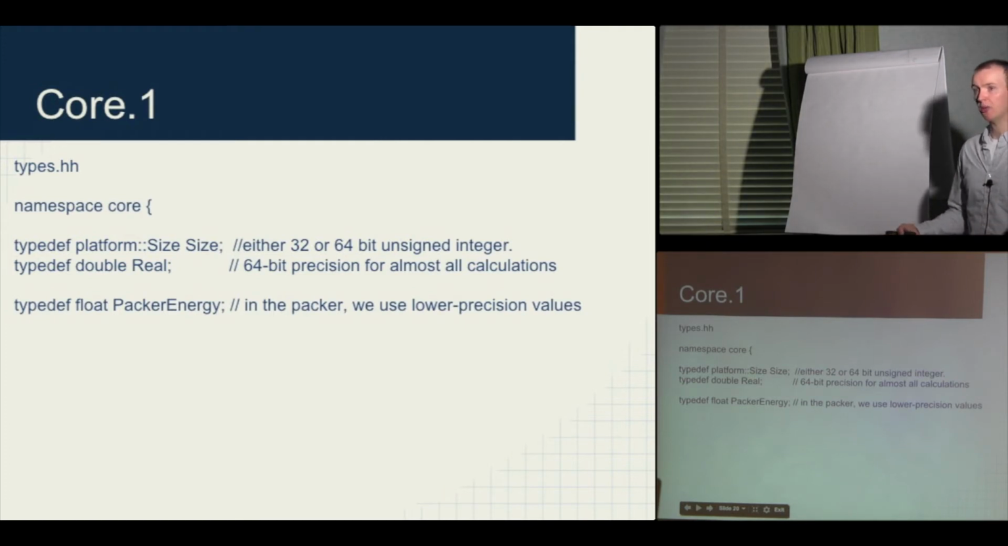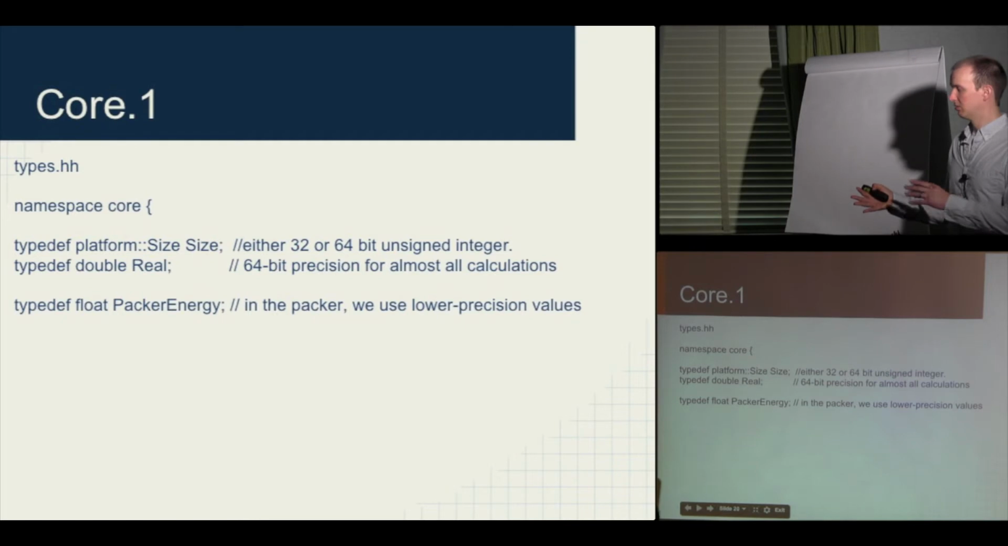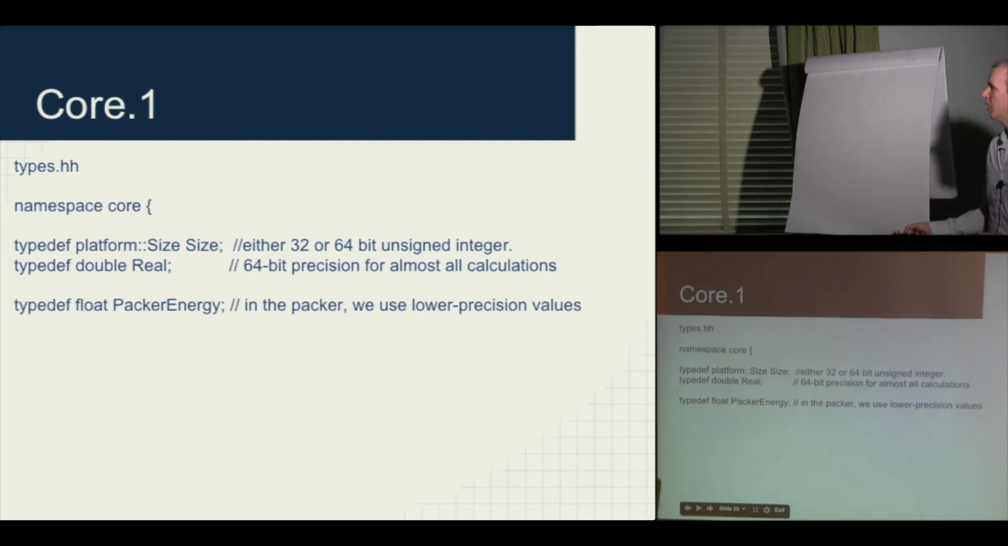Rather, if you have a 32-bit operating system, then your pointers take 32 bits, and so you'll point to an address in memory with 32 bits. And so size will be a 32-bit unsigned integer. If you're on a 64-bit operating system, then size will be 64 bits. So size is exactly the size of a pointer on your system.